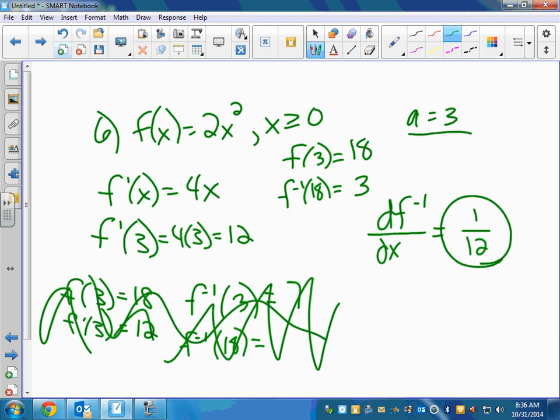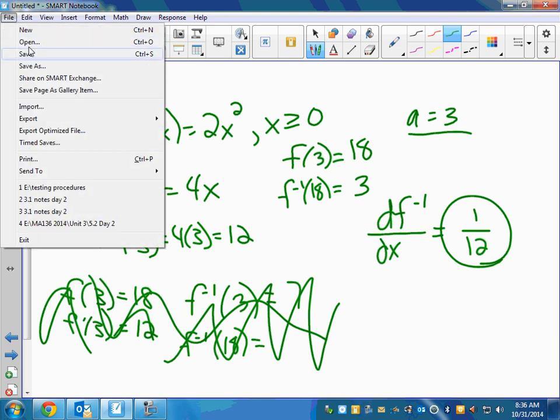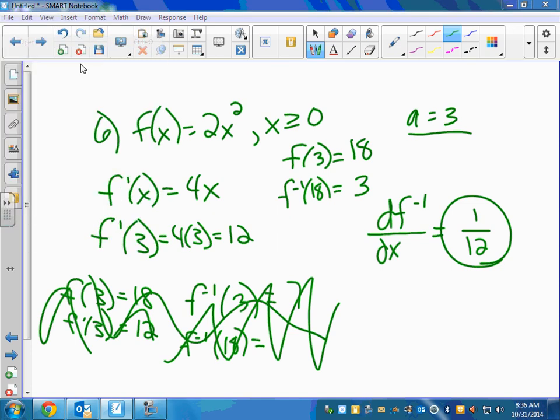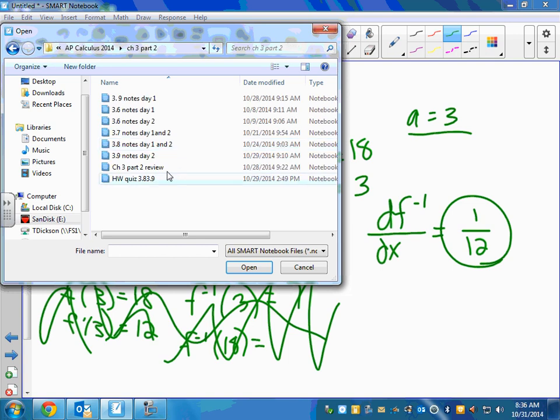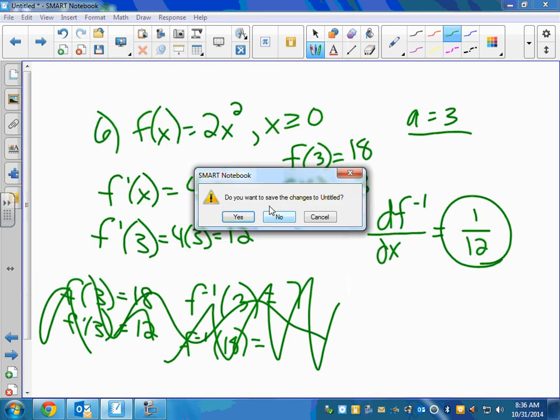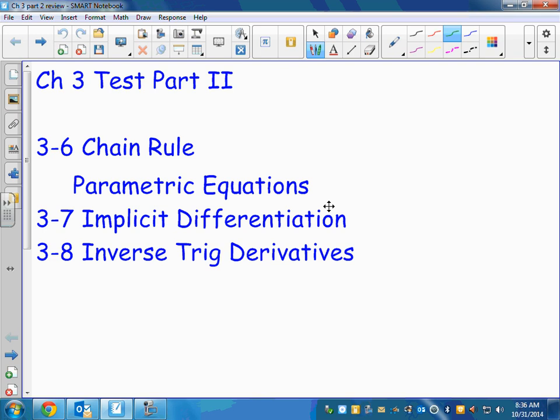Let's talk about the review really quickly, and then I'll let you retake that quiz if you want to. There's not really a lot to write down. We really only did 4 sections. And since we've learned the chain rule, we've been doing it over and over again, so hopefully it's not something you've forgotten.